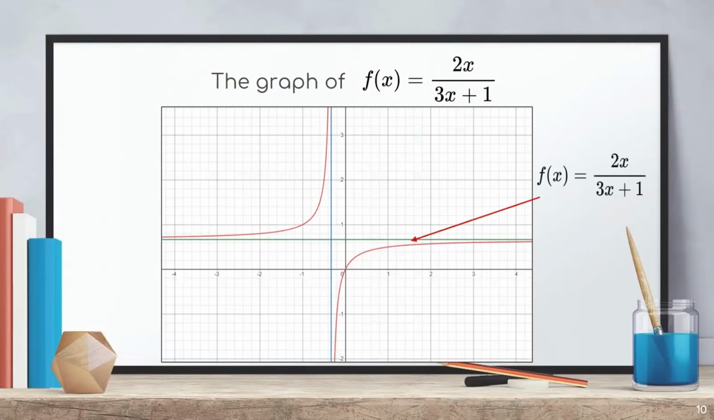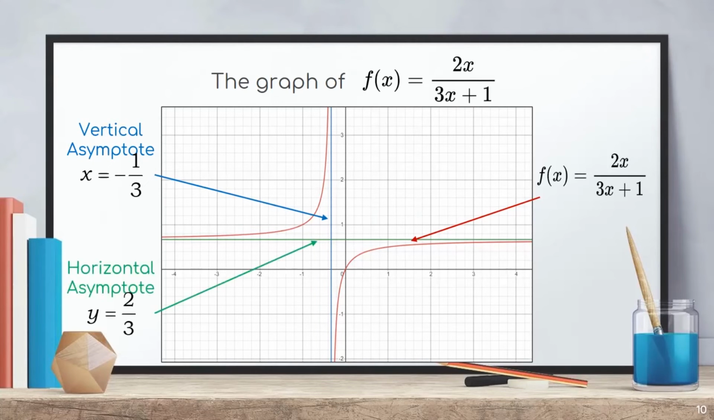This is the graph of f of x equals 2x all over 3x plus 1. It shows that the vertical and horizontal asymptotes are x equals negative 1/3 and y equals 2/3 respectively.